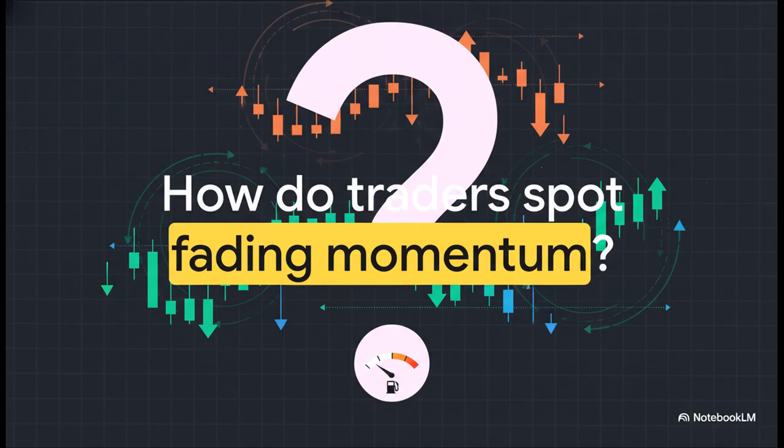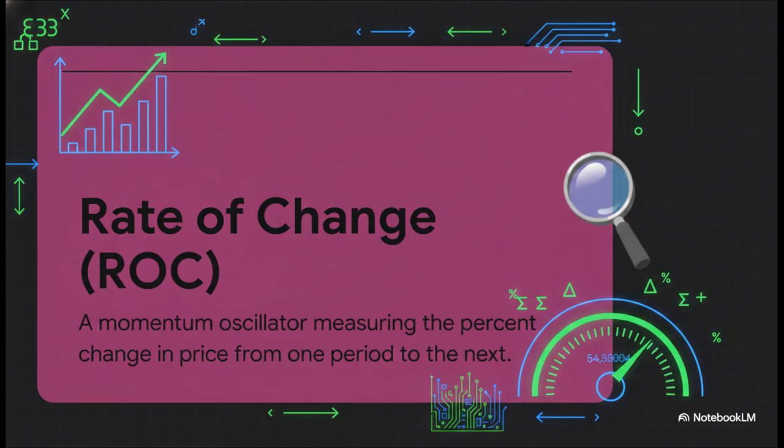We buy based on where the price is sitting right now, instead of actually evaluating the underlying energy that's driving that price in the first place. So to solve this problem, we need a quantitative solution. Enter the rate of change indicator, or as traders usually call it, the ROC.